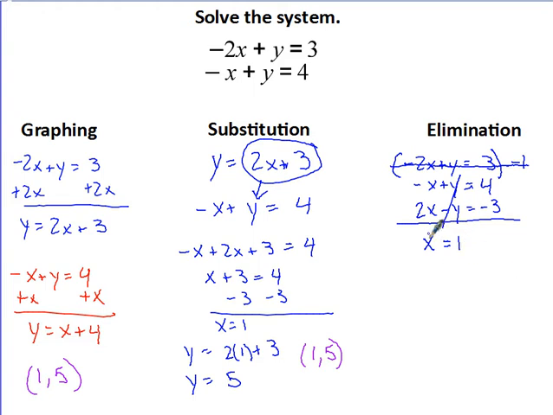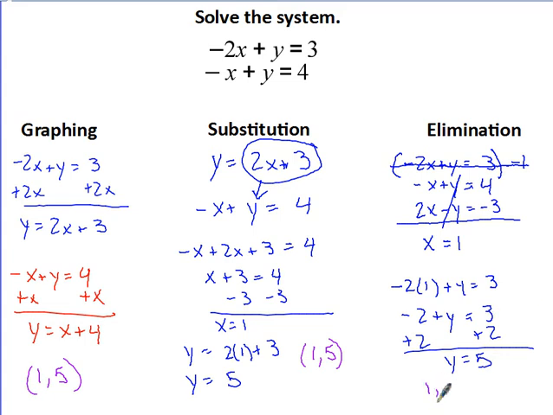And again, I'm going to take that and plug it back in to one of my originals. So if I have negative 2 times 1 plus y equals 3, that means negative 2 plus y equals 3. And if I add 2 to both sides, I get y equals 5, which makes sense because I should get the same answer every time, no matter what method I use. So those are the three methods for solving systems of equations.